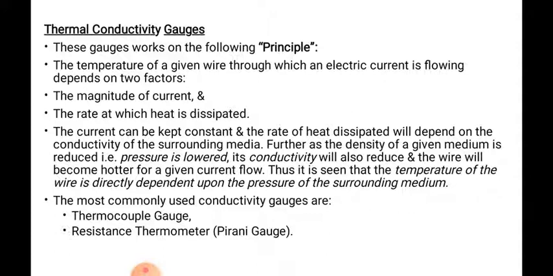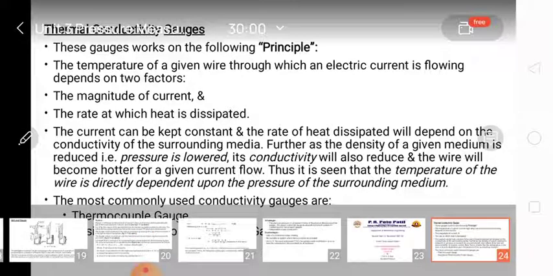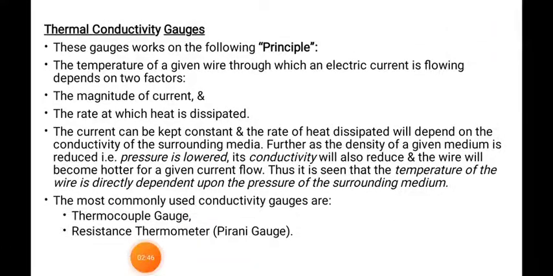Okay, the current can be kept constant, and the rate of heat dissipated will depend on the conductivity of the surrounding medium. In these two cases, what we have studied is that the temperature of the wire depends upon two parameters, that is the magnitude of the current, or we can say the current flowing through the wire, and the rate at which the heat is dissipated to the atmosphere.